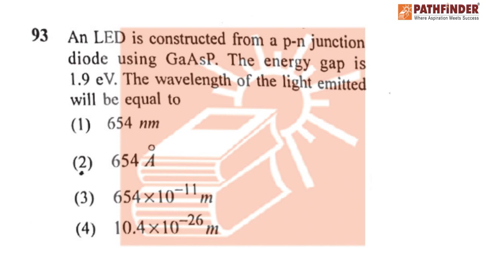An LED is constructed from a p-n junction diode using gallium arsenide. The energy gap is given. The wavelength of the light emitted will be equal to, okay, a pretty straightforward question. So hc by lambda will be equal to the required energy gap, delta Eg. From here you have to determine lambda. So lambda is simply equal to hc divided by that energy gap, and if you put the values and calculate, you will get 654 nanometers. So our option number 1 is correct.